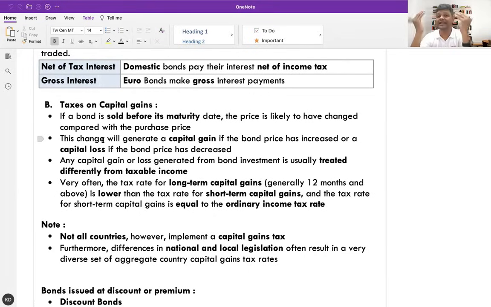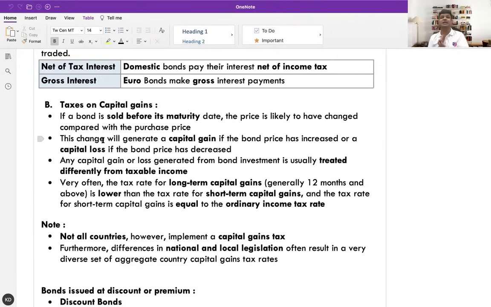Which one is generally taxed at a higher rate, short term or long term? Short term. Why? Because governments want to discourage people from speculating in bonds. They want people to hold the investments for long. So generally the short-term taxes are higher, or they are mapped to your ordinary income tax rate.